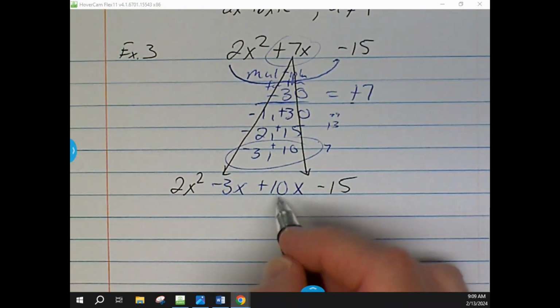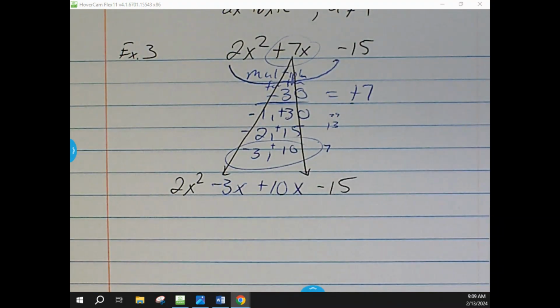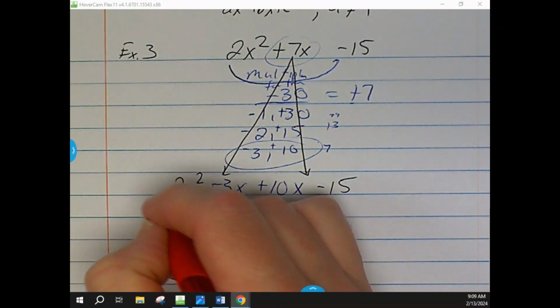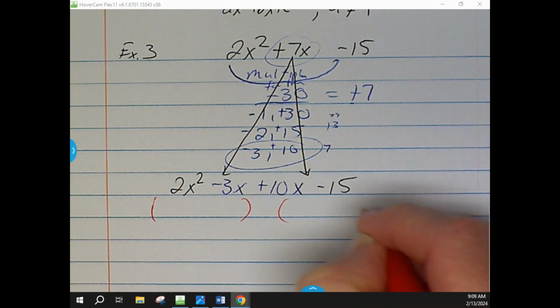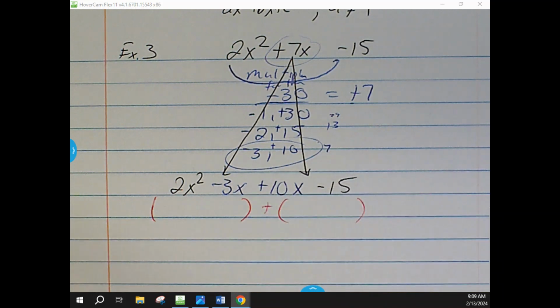Because if we do 10 minus 3, that would be 7, so we can simplify that one. But again, we've got our 4 terms here, so we're going to group the first 2 together, group the last 2 together, and put a plus in the middle.